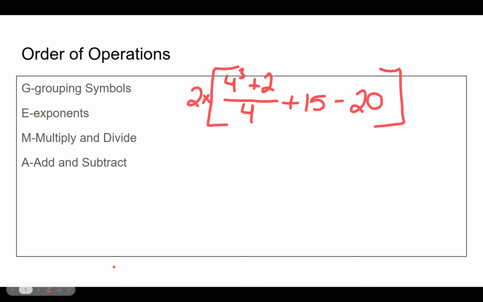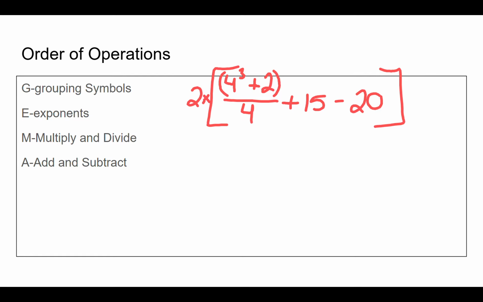Okay, and one more surprise, there is an invisible set of parentheses on top of my fraction up here. If you see a set of numbers, an operation that needs to happen on top of a fraction, that has an invisible set of parentheses around it, meaning that 4 to the third power plus 2 has to be our first step. So of course I'm going to do 4 to the third power first.